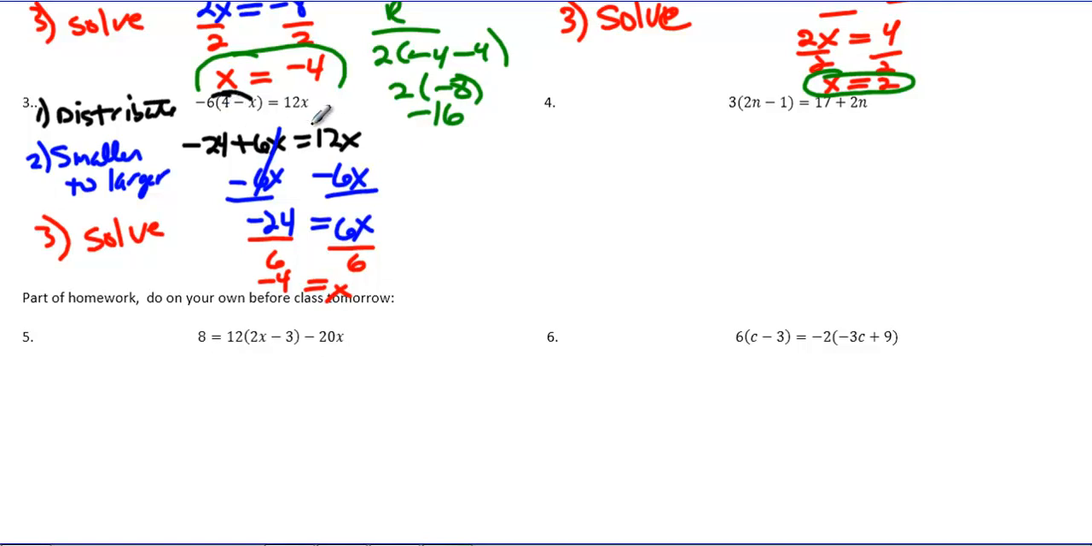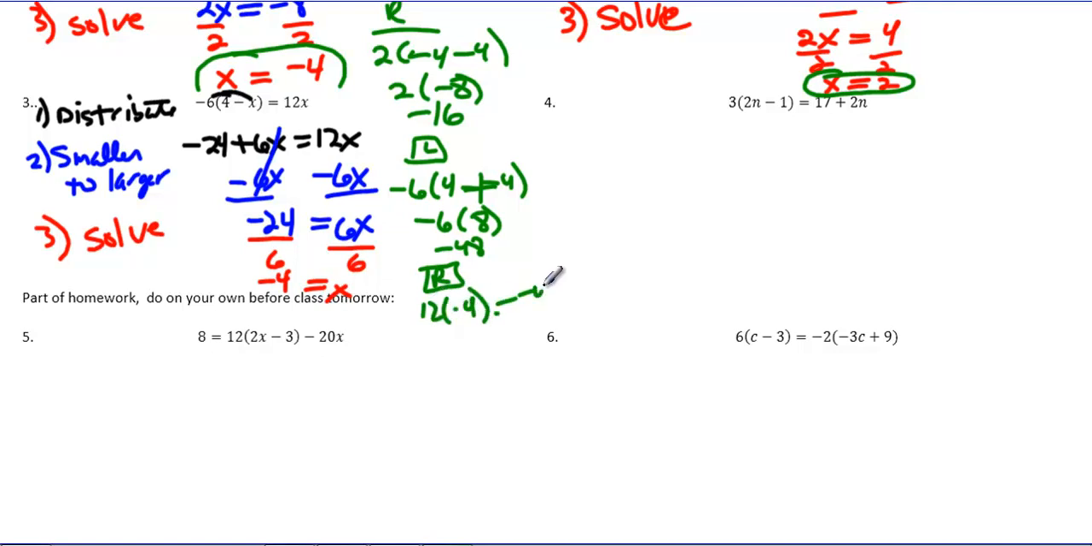There are variables on both sides, so I'm going to have a left side, which is going to look like this: negative 6, and then 4 minus negative 4. Minus a negative is really just a plus, so it's negative 6 times 8, which is negative 48. On my right-hand side, I'm going to plug negative 4 in and get negative 48. And these are the same. We check. There's my answer.